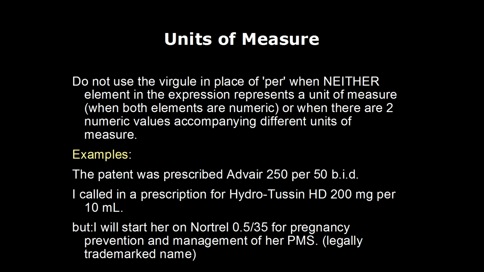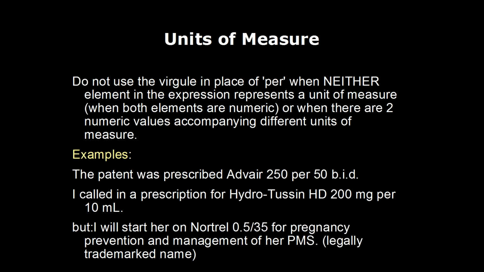So you can see there that neither is followed by a unit of measure. Okay, so you can't actually put the / in that first example because the unit of measure is not included in either. Now again, there are going to be exceptions to this, but generally speaking. So you see the second one, I called in a prescription for hydrotussin HD 200 milligrams per 10 milliliters. So again, this relates to your question, Lisa. So 200 milligrams per 10 milliliters.